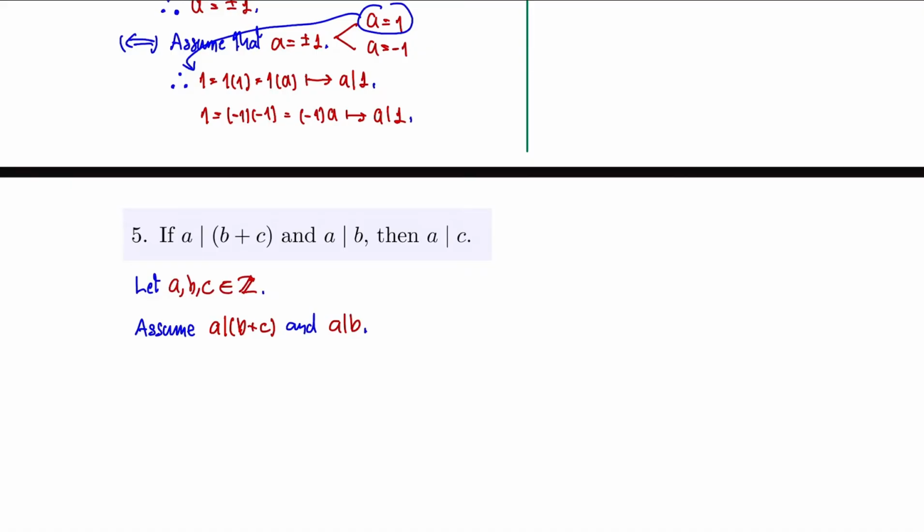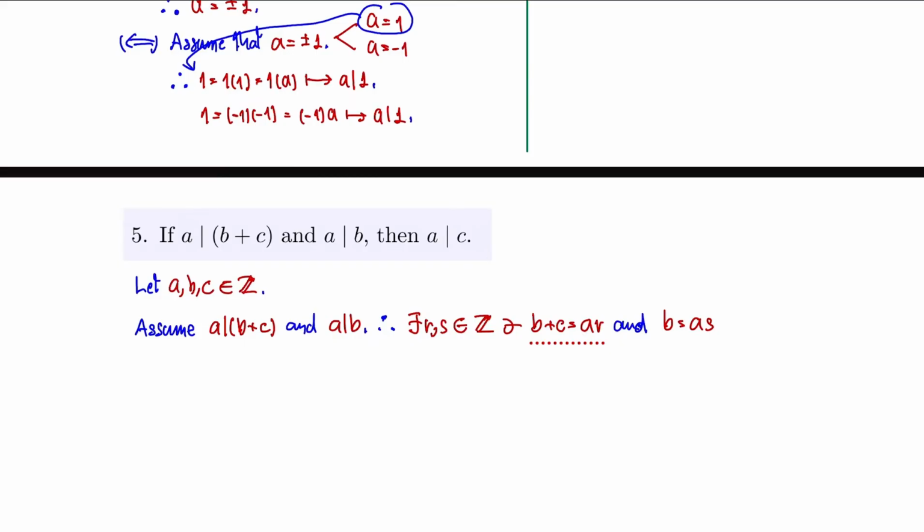Again, we're going to use divisibility. So there exist, let's use R and S, which are integers, such that B plus C equals AR. And what about A divides B? We can have an integer S such that B equals AS. And we want to show that A divides C. So how can we get C here?